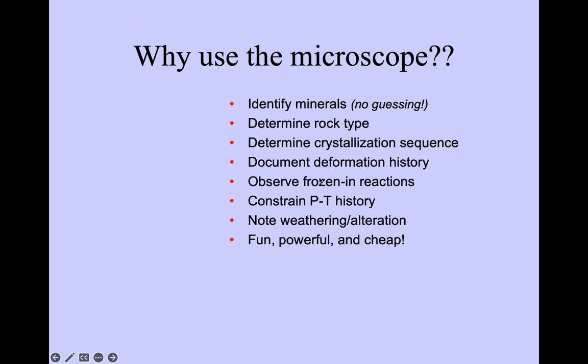Okay, so to determine the rock type, we also need to know the exact chemical composition, the exact mineralogical composition of the material. So therefore, we have to observe it under a polarizing microscope. And then sometimes the crystallization sequence is important.